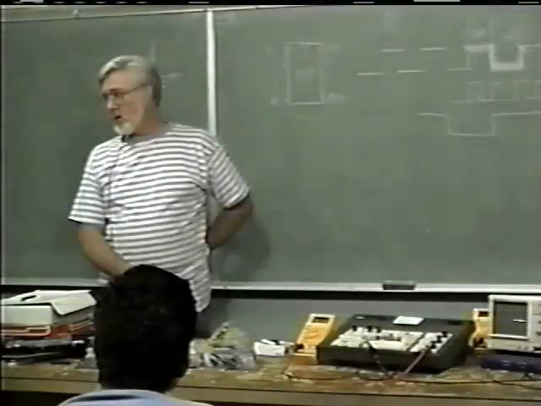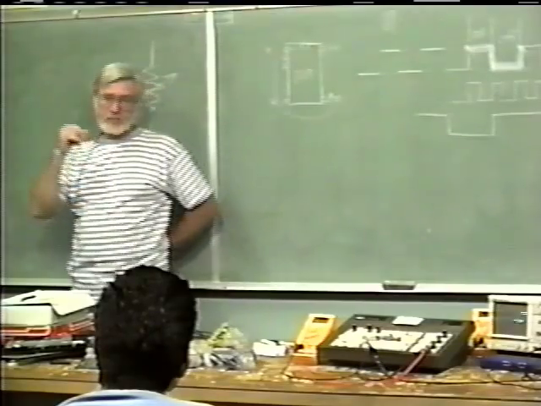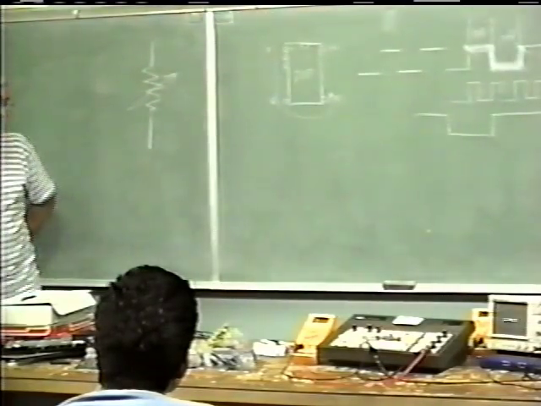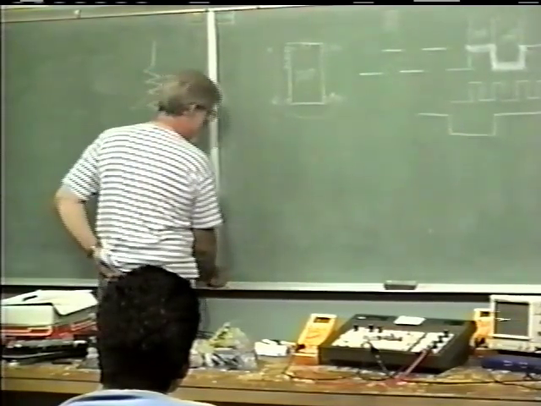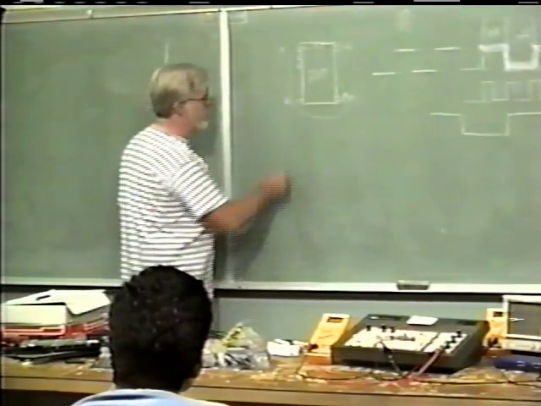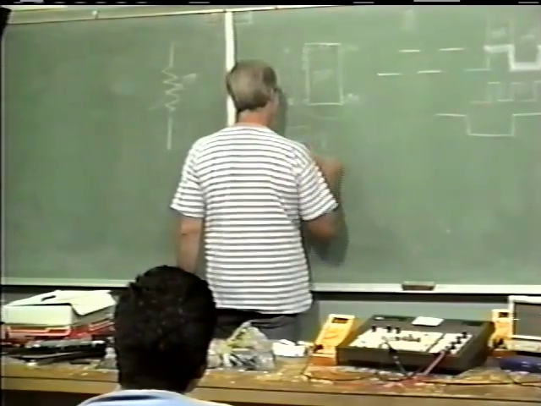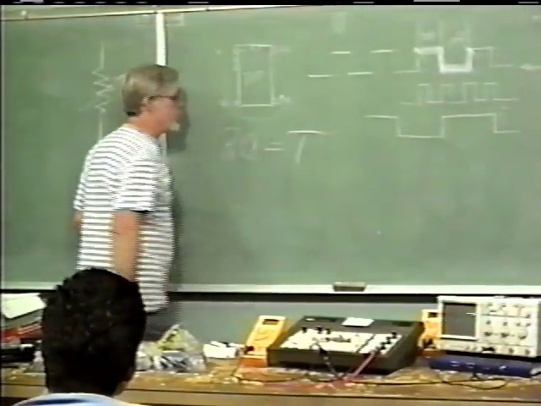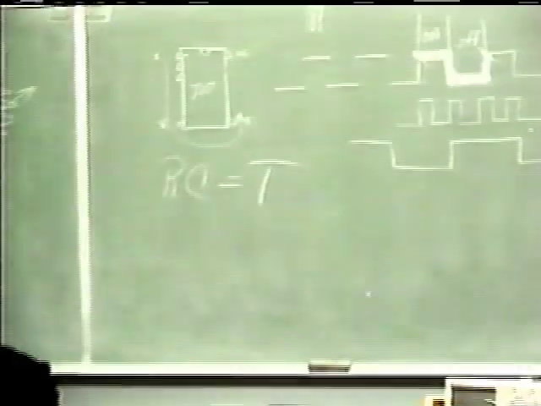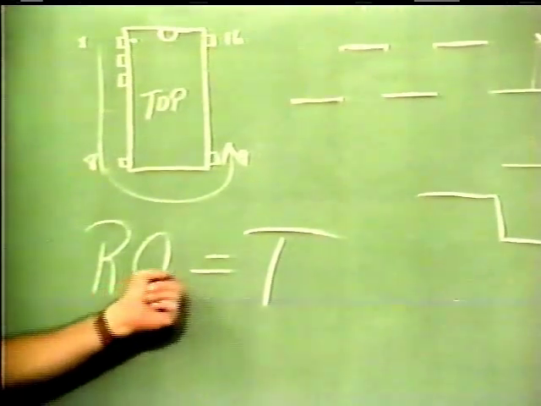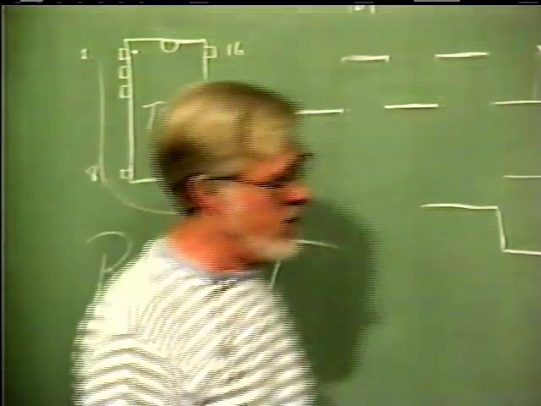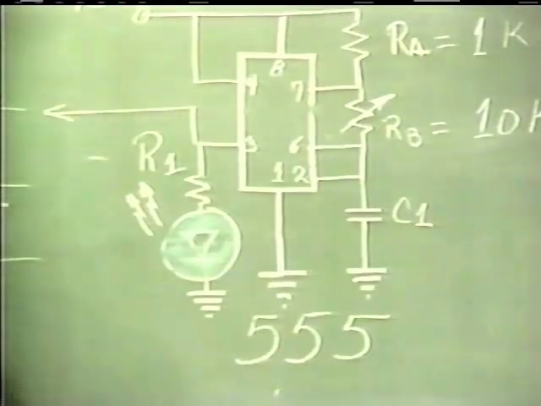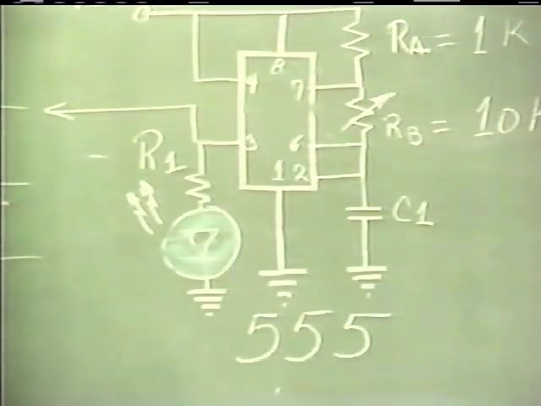Got a good idea anyway on RC time constant? Some understanding? Again, RC time constant is just the amount of time. RC is equal to T, meaning R times C is going to give me that time. And that's all this is. If I take the resistance times the capacitor, it'll tell me how fast that's going to strobe, how fast it's going to flash.